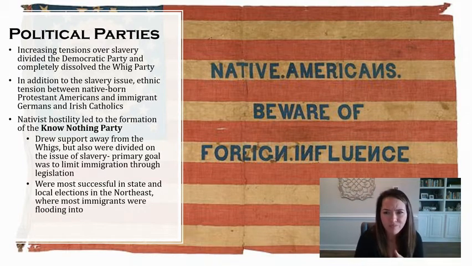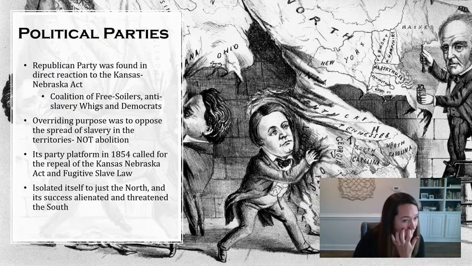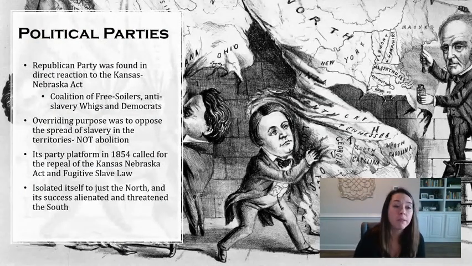You saw that in the 1852 election. And so they're also divided on this issue of slavery. You have some abolitionists, you have some Liberty Party members, you have people that are just anti-expansion. And the Know Nothings are also going to help divide the Whig Party leading up closer to the 1860 election. Now, the Republican Party was founded in opposition to the Kansas-Nebraska Act.